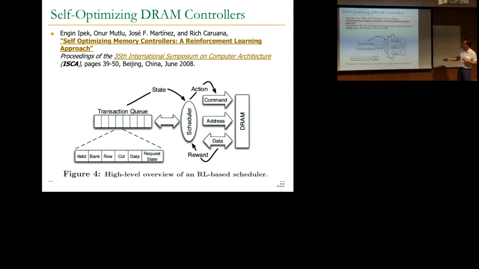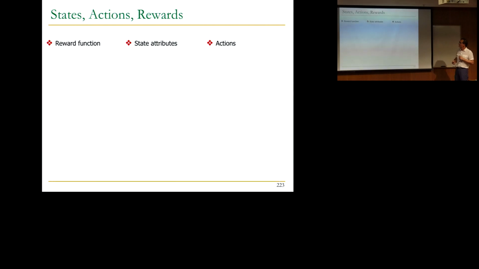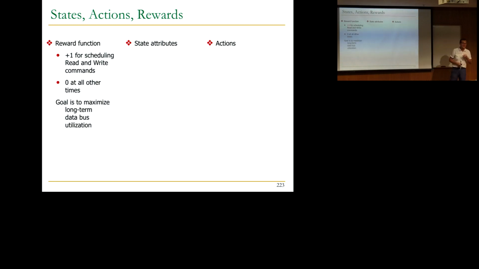Action space is small. Clearly, you can only schedule some actions. There are only some number of legal actions that you can take. And reward, this is something you need to engineer, like whatever you choose to maximize. So in our case, what we wanted to maximize was the easiest thing at the time, which is data bus utilization. This is not necessarily a good thing all the time, right?